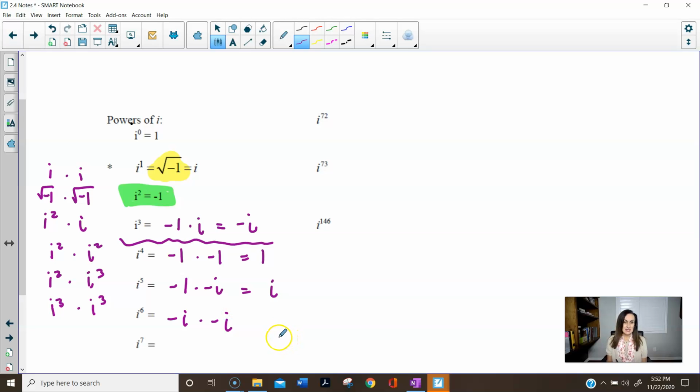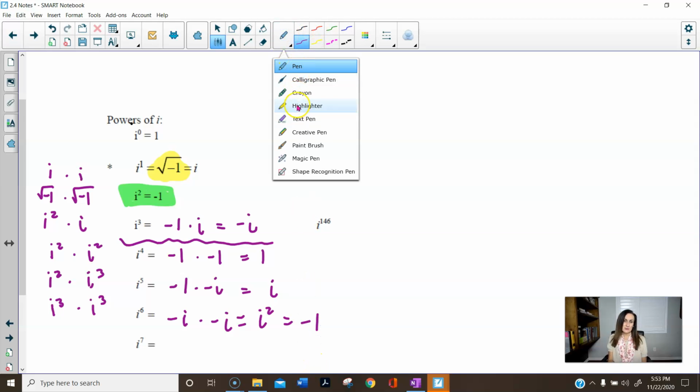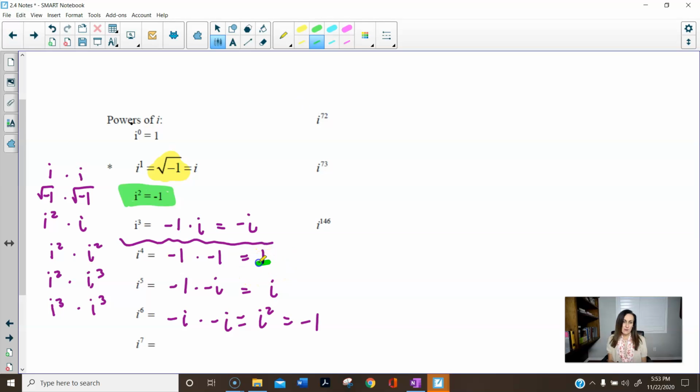And that's going to give us i squared, and i squared is equal to -1. So again, I just want you guys to recognize this pattern that I went 1, and then I went i, and then I went -1, and then up here is 1, i, -1. So therefore, i to the 7th should be -i.